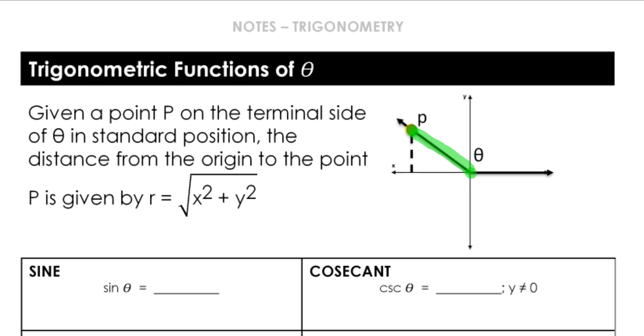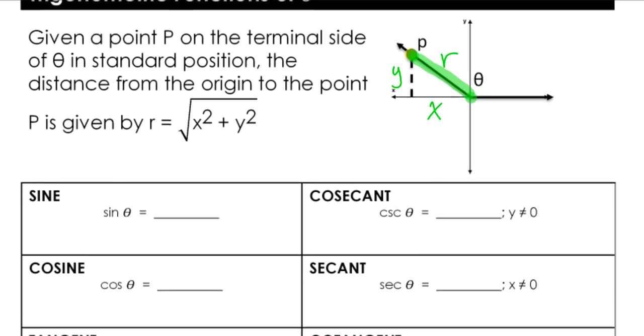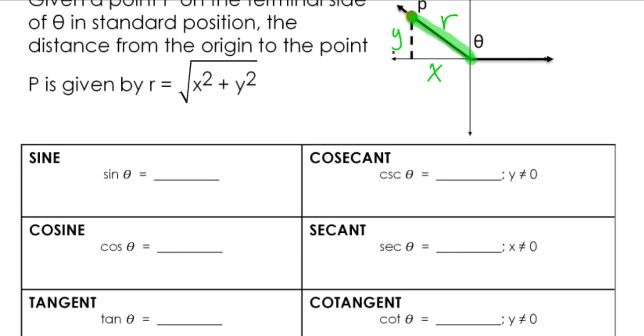So when we look at that in terms of labeling things, this distance we call r, and it's given if we take the distance along the x-axis squared plus the distance in the y direction squared. So think Pythagorean theorem going on here, right? If we take that all into consideration, then I can use those labels to help me determine the sine, cosine, tangent, and then the cosecant, secant, and cotangent.